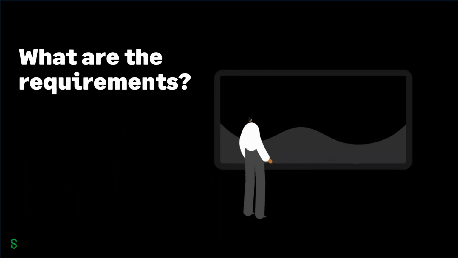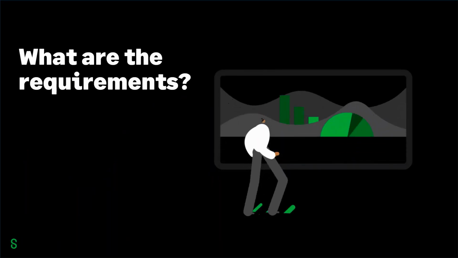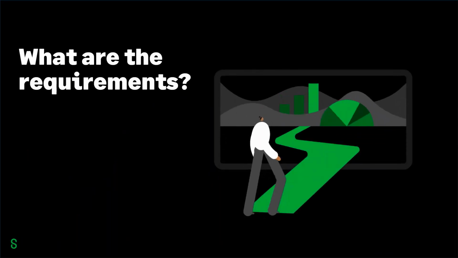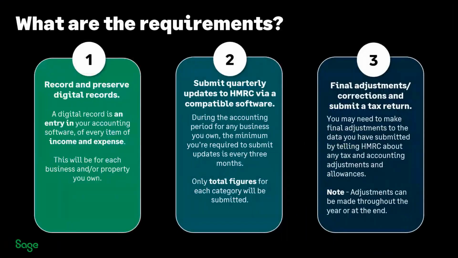Okay, so let's have a look at the requirements. As I mentioned earlier, you can break down MTD for income tax into 3 sections. Firstly, we have recording your income and expenses. If you're already using software, you may already be doing these steps, so in that case, nothing is changing. You just keep recording your transactions. You just need to make sure that you are recording for each business or property that you own.